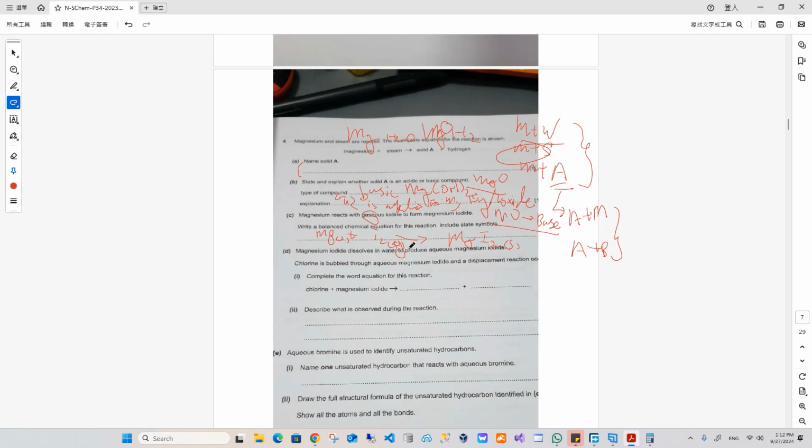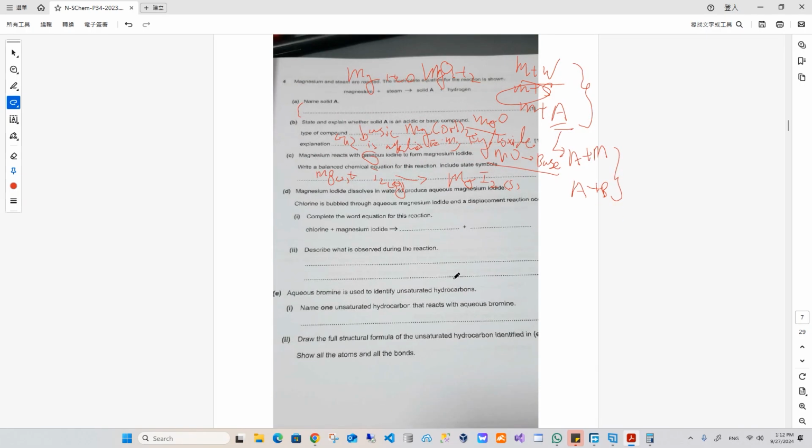Magnesium iodide dissolved in water to produce aqueous magnesium iodide. That means just dissolve this and it becomes aqueous. Chlorine is bubbled through the aqueous magnesium iodide in displacement reactions. This is something you might not have learned, and you don't need to care. Just follow what they guide you along.